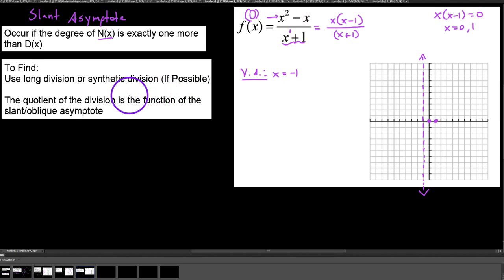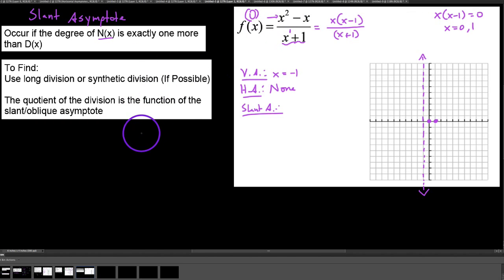So since that's the case, I'm going to give you a piece of advice. If you have a slant asymptote, then n of x is exactly one more in degree than d of x, exactly 1. So what I can tell you is we can actually find the slant asymptote. We're going to write here none for horizontal asymptote for right now, but the slant asymptote. The way we find this is you do long division or synthetic division of the top with the bottom.